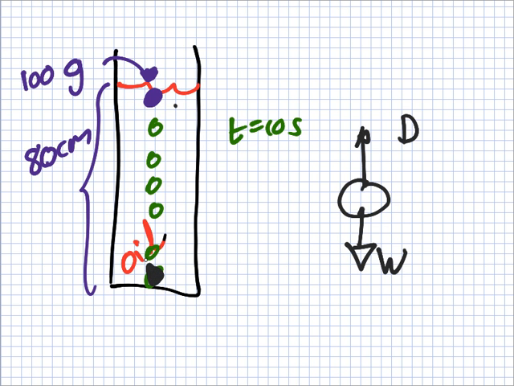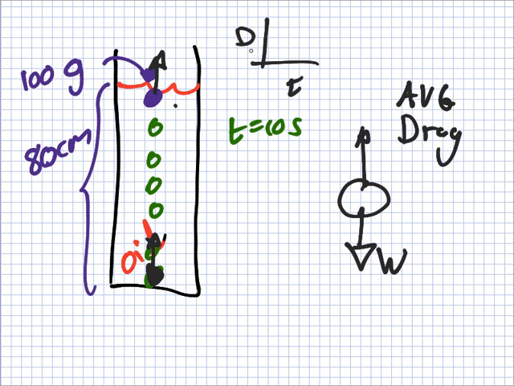This is quite complicated. So for this problem, we'll just say the drag is an average. So we'll just imagine it's the same drag for the whole journey. But in real life, it's not. It actually changes. If you were to picture it as a graph, there's time and there's drag. It starts off quite small and then probably reaches a maximum. But we'll just assume it's constant.